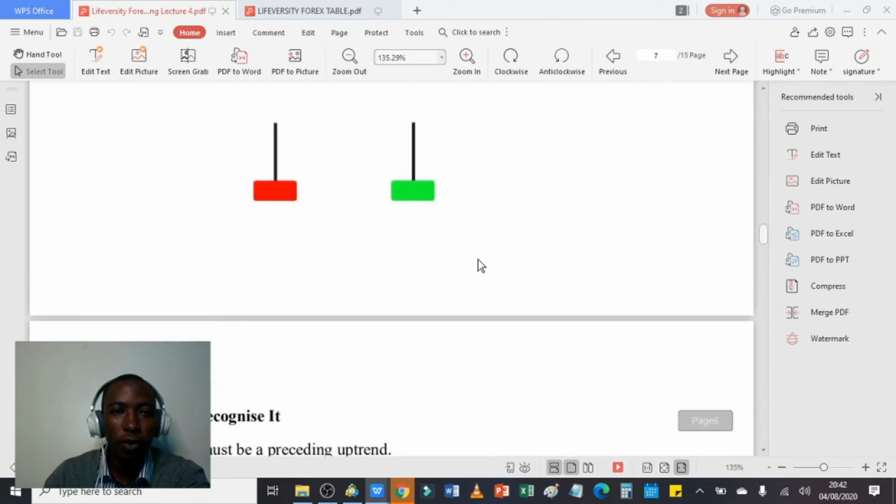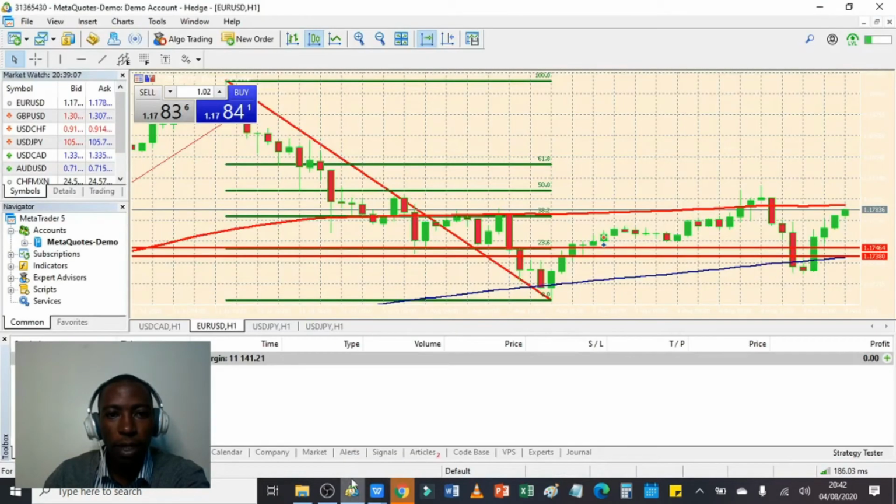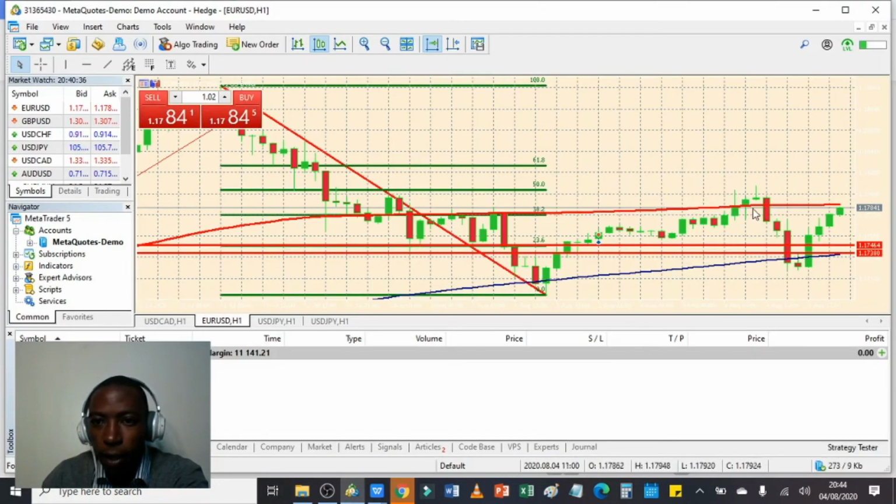Just revisiting the shooting star, this is how it looks. Let's head over to our chart to see if we can recognize it at the peak of an uptrend. As you can see here, it is beautiful. This is the shooting star. It indicates selling pressure. Immediately a second bearish candle formed, which was now an opportunity to sell.